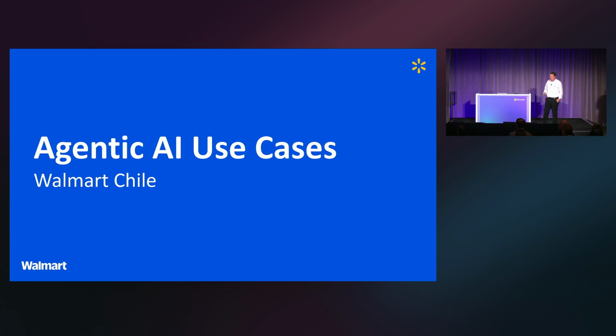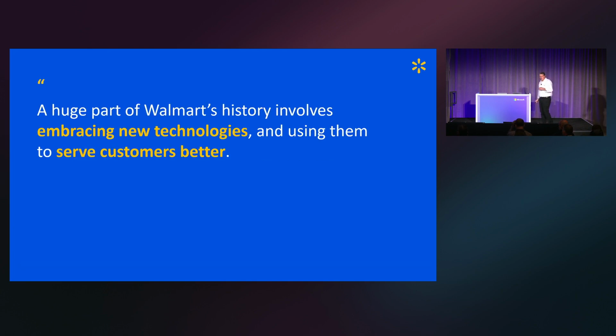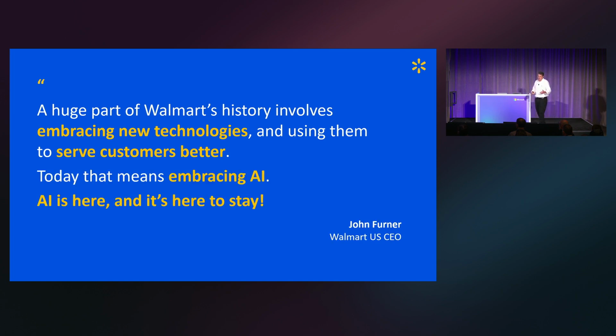But for sure, one of the things that is very crucial is to put strategy in the center of this in the beginning. So to start, what does it mean for Walmart? As part of the Walmart history, it means to put new technologies to serve customers better. And this today means embracing AI, of course, and AI is here. It's not a fleeting trend, even though the market might be saying other things. So it's here to stay.